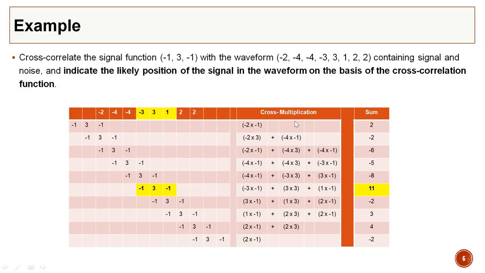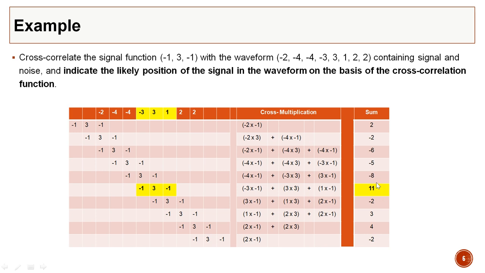Okay, so this is another example. This is the function, and you are trying to correlate it with the waveform, and the question asked is to find the likely position of the signal in the waveform. So again, we start the same process. We slide the signal function over the waveform, do the cross multiplications, and then the summation. So you will get these values on the right.